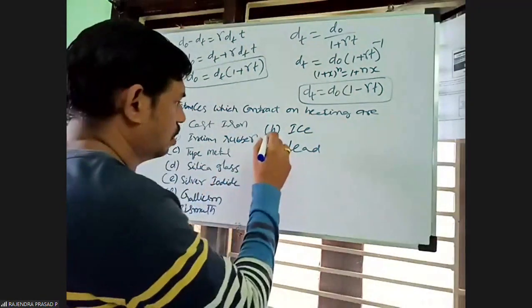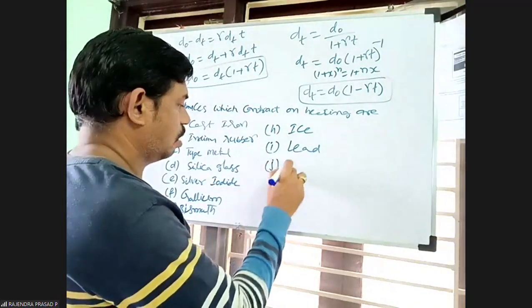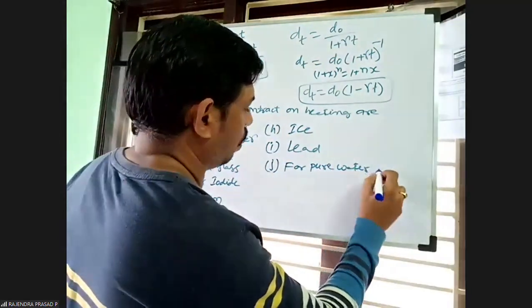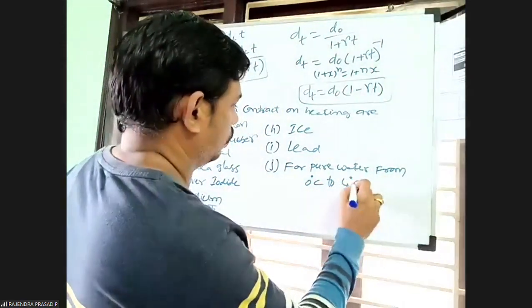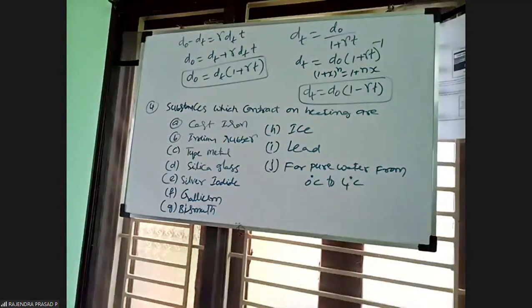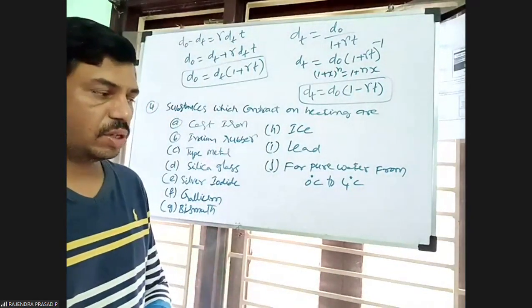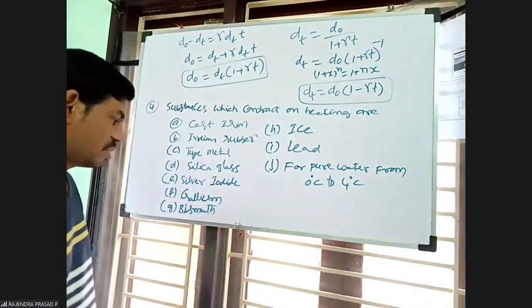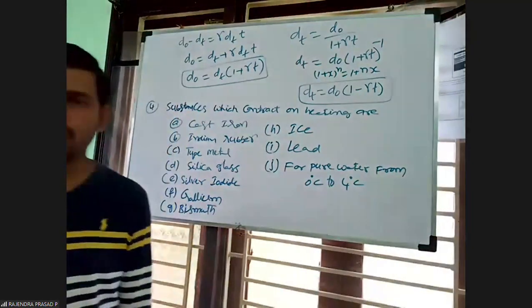Ice and lead, for pure water from 0 degrees C to 4 degrees C. So these contract on heating, that is, the length decreases. Cast iron, Indian rubber, type metal, silica glass, silver iodide, gallium, bismuth, ice, lead, and pure water from 0 degrees C to 4 degrees C.